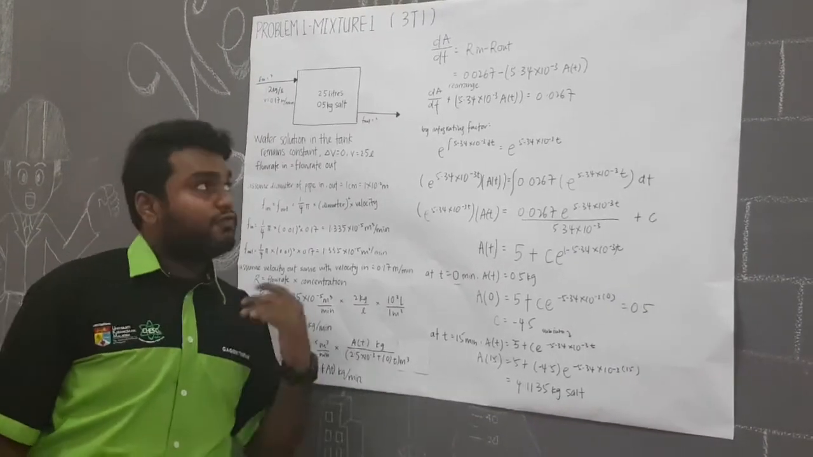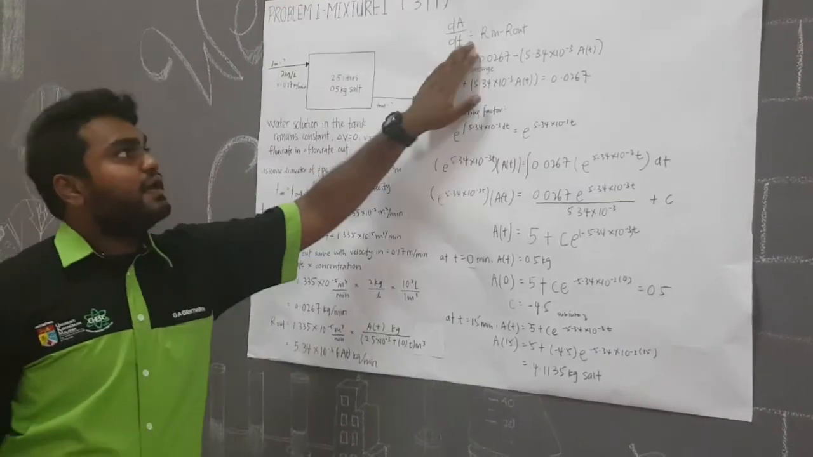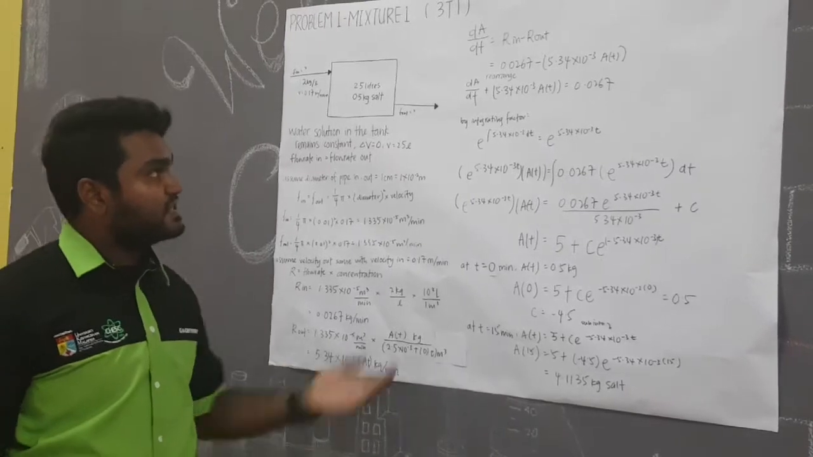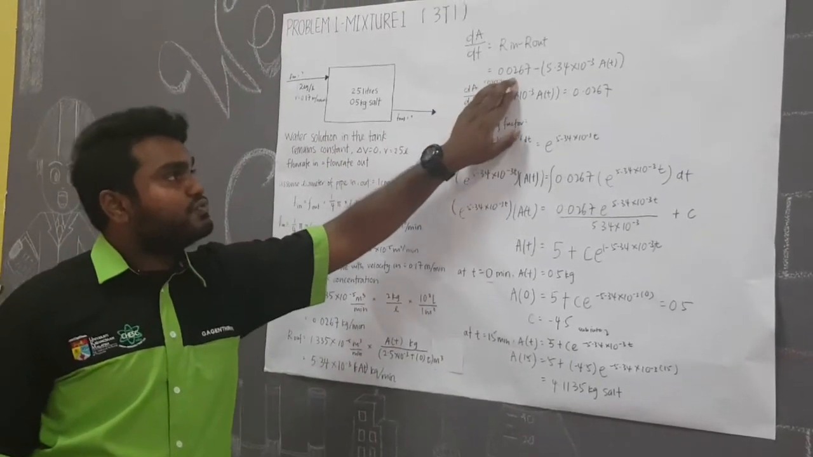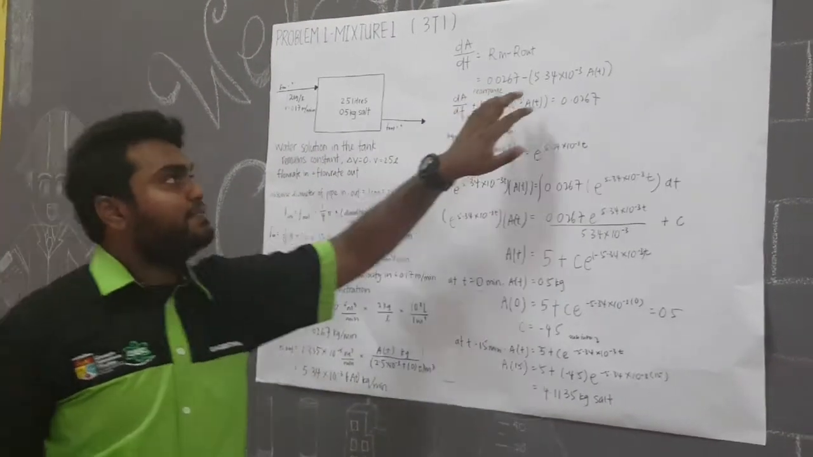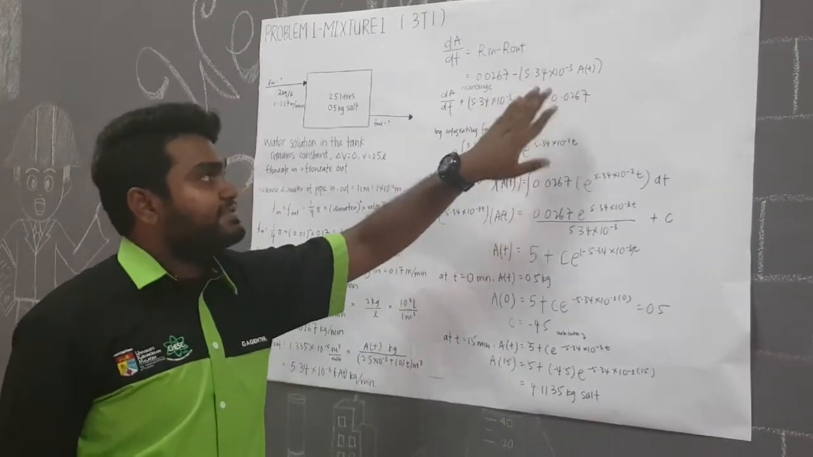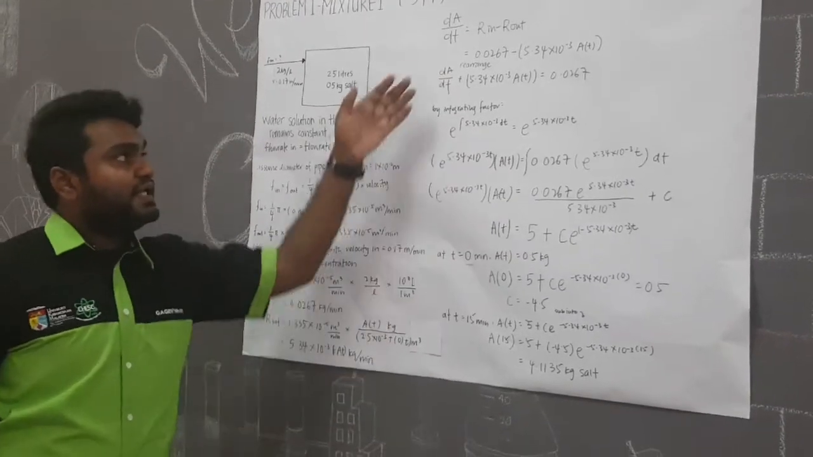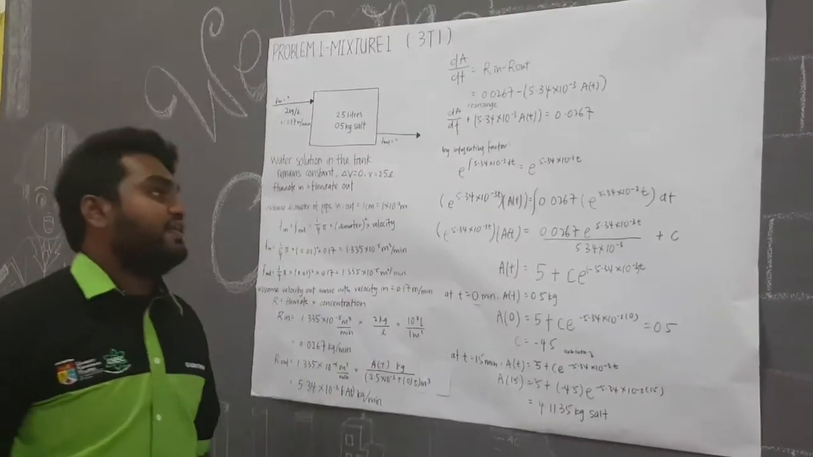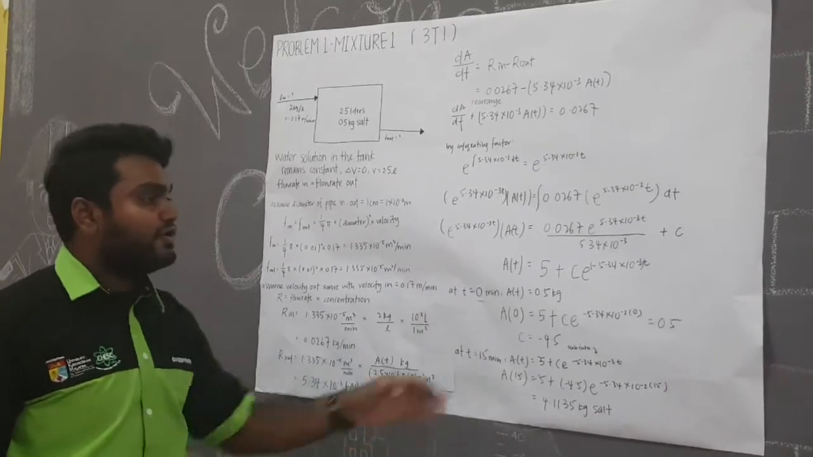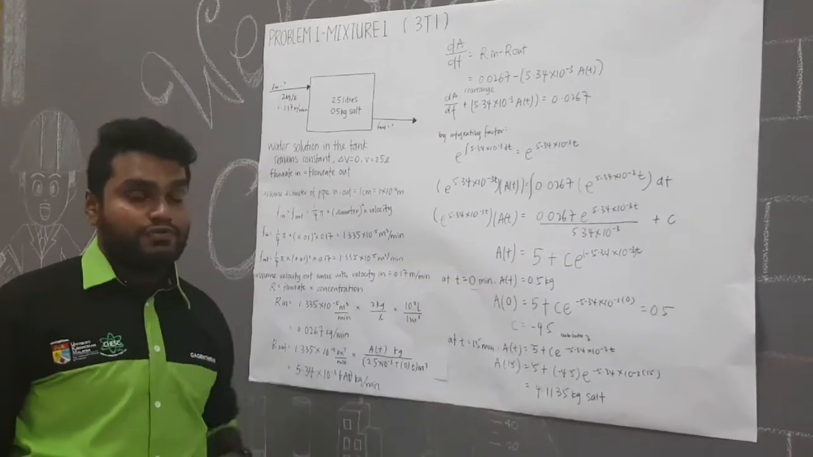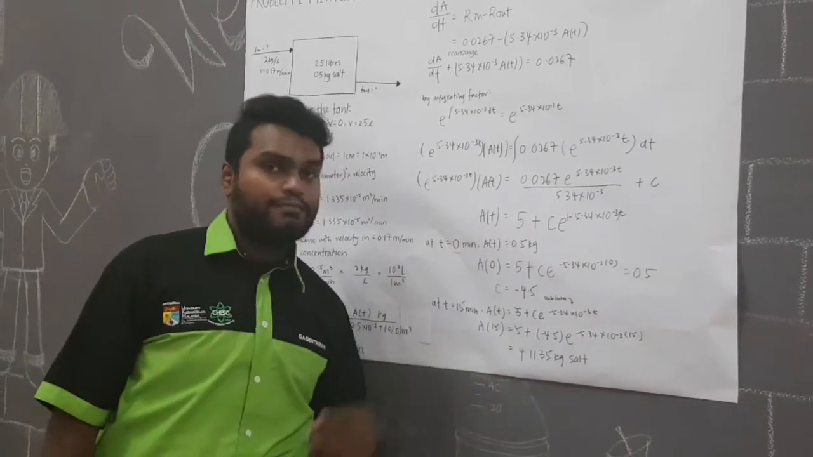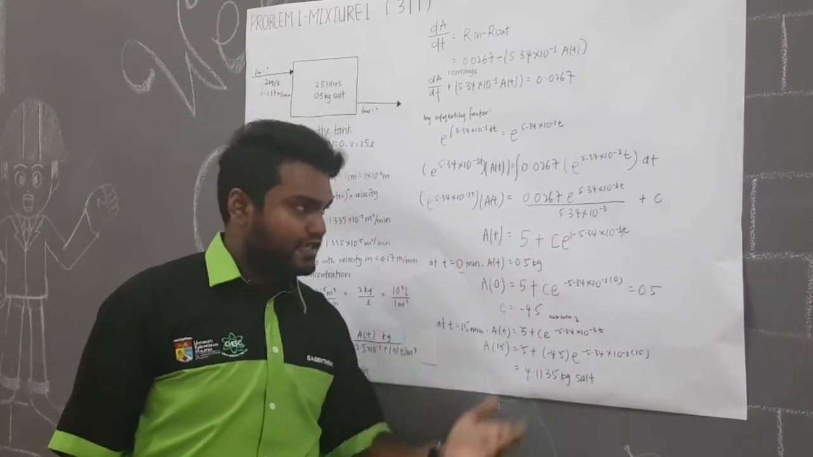Now the rate of change is equal to mass flow rate in minus mass flow rate out, which means 0.0267 minus, in brackets, 5.34 times 10 to the power of negative 3 times the mass of salt. Then we rearrange the formula, and by the integrating factor, we have to find the value of C. We will get A(t) is equal to 5 plus C e to the power of negative 5.34 times 10 to the power of negative 3 t.